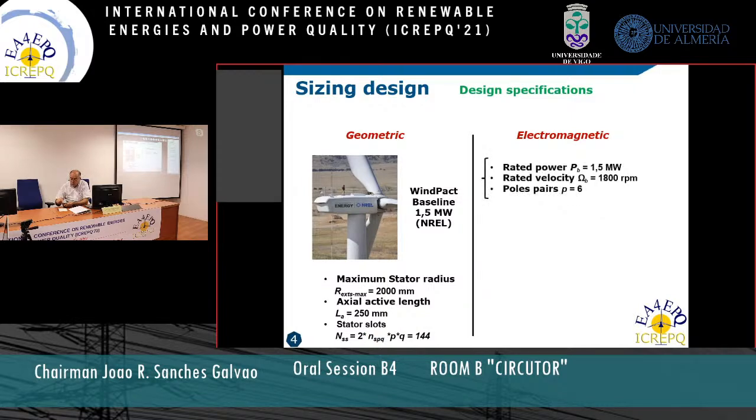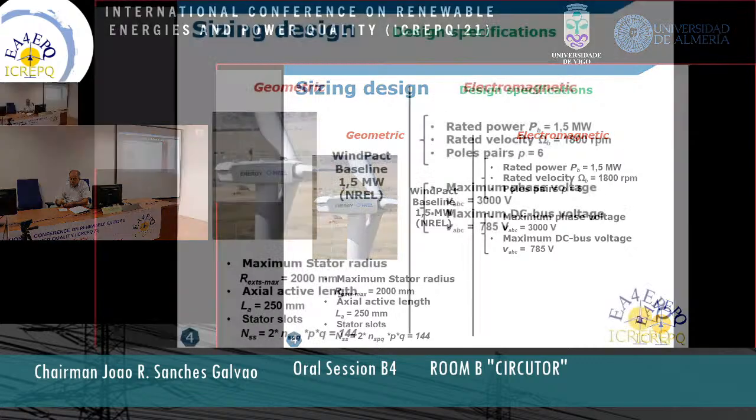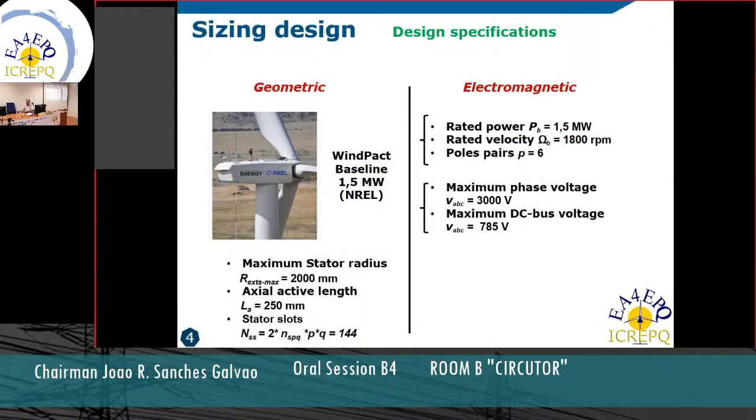Electromagnetically speaking, the design specification is calculated at a rating point known as the base point. At this point, the machine is supposedly operating at optimal functioning. As you can see, we have our rated power and our rated velocity. Of course, we also fix the maximum phase voltage at 3000 volts. This value is obtained from a previous simulation of this particular machine using the MATLAB Simulink environment, and of course a maximum DC bus voltage for the grid connection at 785 volts.